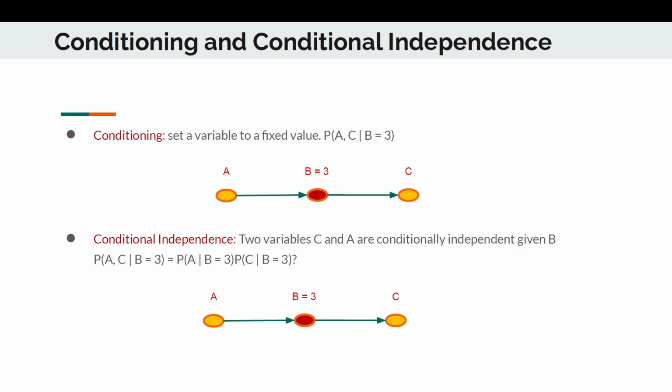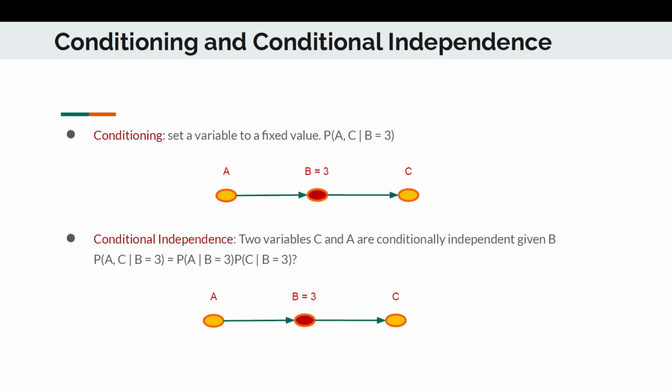we utilize conditioning. Conditioning is where we set a fixed value for the common node, which is B in this example, which allows us to observe the direct relationship between A and C. Because since B is going to be the same, the only thing that we can observe is how A acts with C. And it is called conditional independence, when two variables C and A are conditionally independent given a fixed value of B.